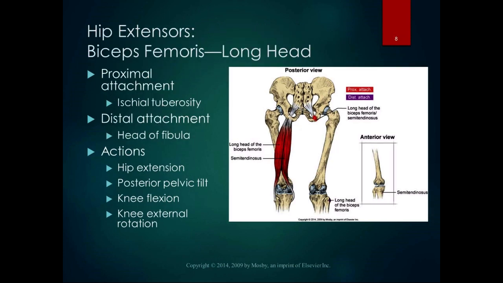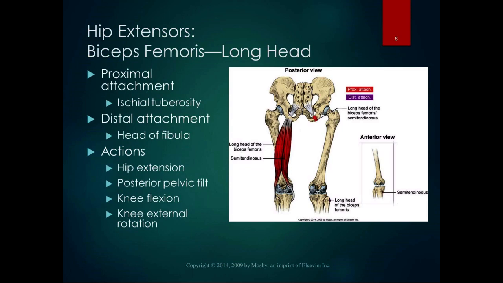So, the long head of the biceps femoris is the other superficial hamstring. It's the lateral superficial hamstring. Again, it originates at the ischial tuberosity, and its distal attachment is the head of the fibula. The short head of the biceps femoris is the only one of the hamstrings that is not a two-joint muscle.